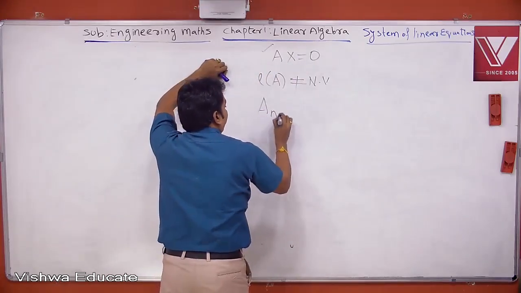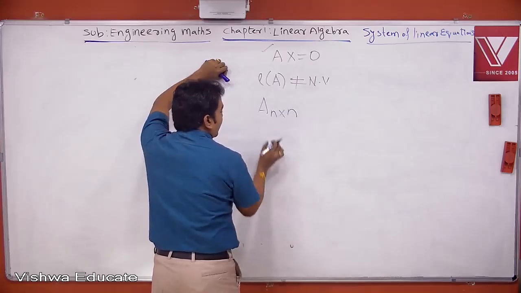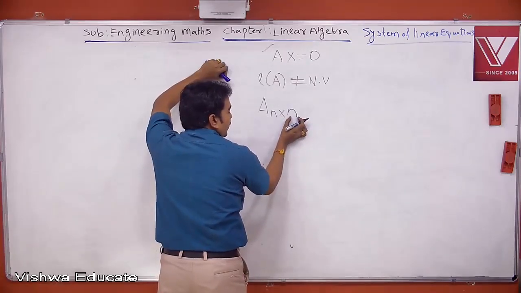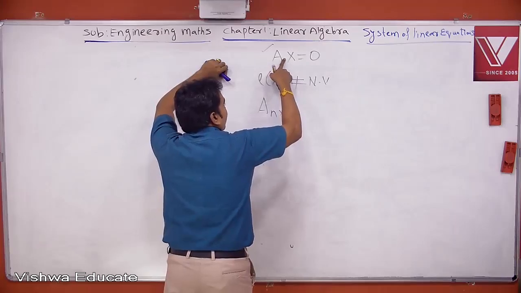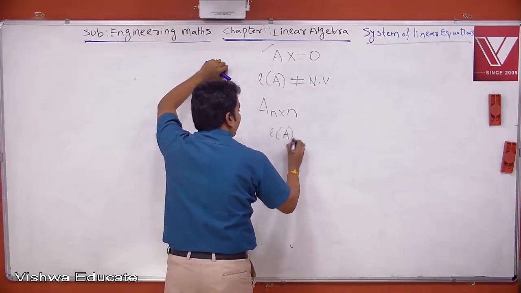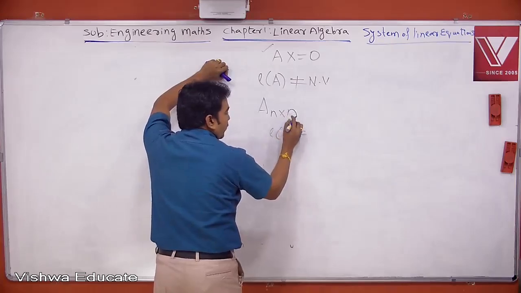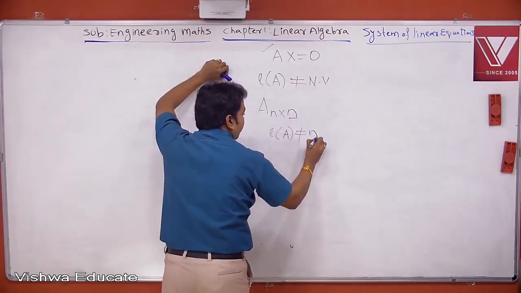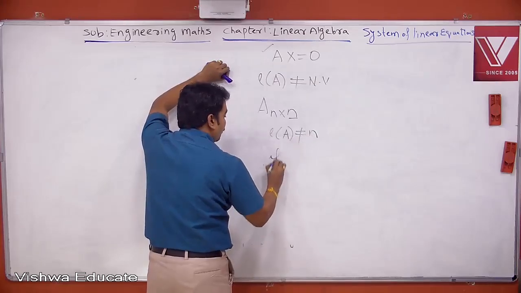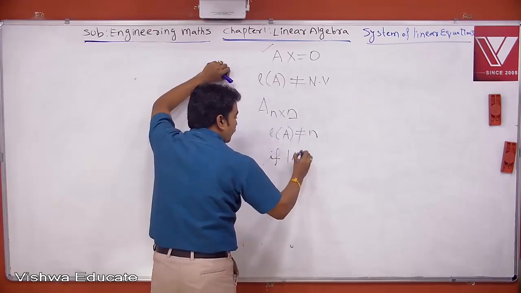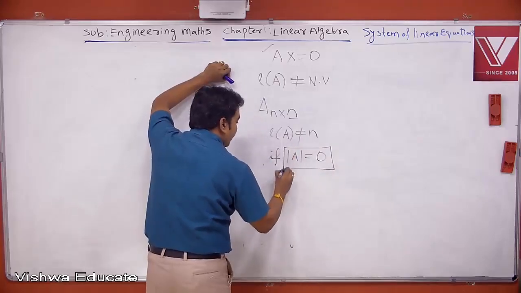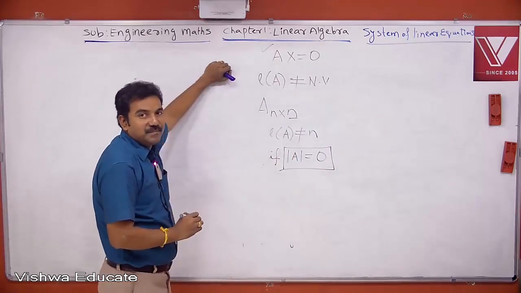Now let us concentrate on the homogeneous system Ax equal to O. Suppose the size of A is n cross n, that means the number of equations is n and the number of variables is n. In that case, this system will have a non-trivial solution if rank of A is not equal to the number of variables, which is n. For an n cross n matrix, rank not equal to n is possible only if det of this matrix is 0. This is a very important thing to get a non-trivial solution.